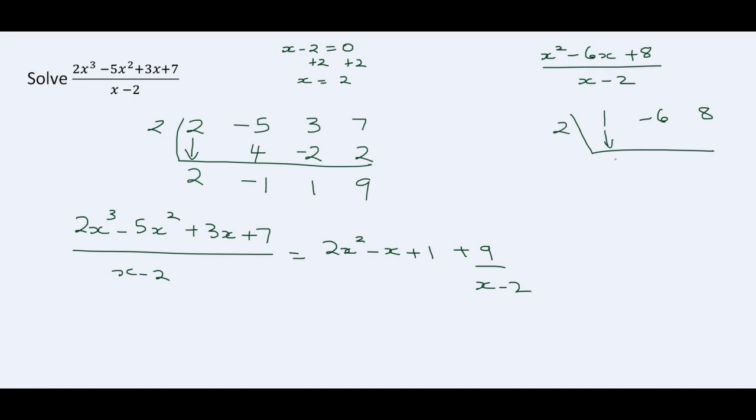So we bring this down, we have 1 multiplied by 2, we have 2. Minus 6 plus 2 is minus 4. Minus 4 multiplied by 2, we have minus 8. Minus 8 plus 8 is 0. So that means that this does not have a remainder. So therefore, x squared minus 6x plus 8 over x minus 2 is going to be equal to x minus 4.